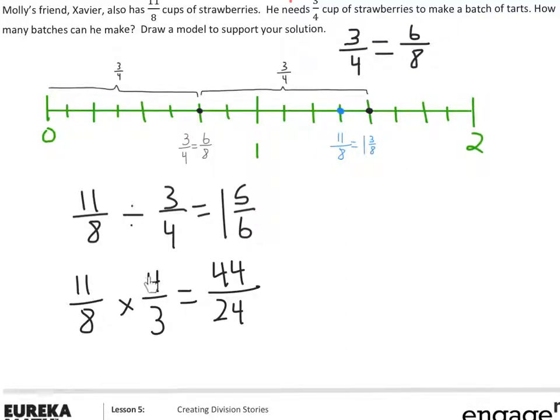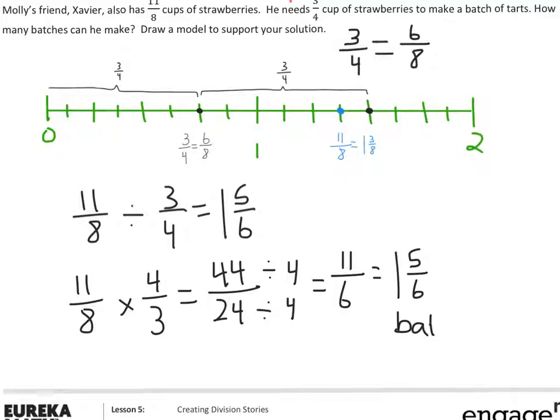So 11 times 4 is 44, and 8 times 3 is 24. But I notice it's improper and it can be simplified. Sure enough, when I divide both by 4, which is the greatest common factor of these two numbers, I get 11/6, because 44 divided by 4 is 11, and 24 divided by 4 is 6. But with it being an improper fraction, I can pull 6/6 out, which gives me 1 whole, and 11 minus 6 is 5, leaving me 5/6 left over. So my final answer would be 1 and 5/6 batches.